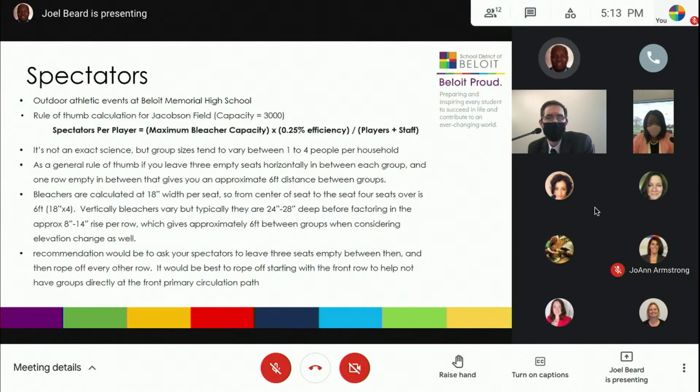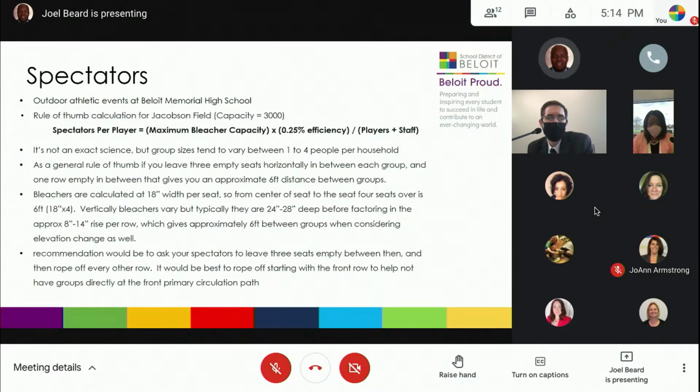And this is an equation that they're using in Madison in our conference, and I think we could apply here in Beloit. It is not an exact science though. It's something that we can base things off, and it's flexible enough for us to adjust if need be, if things change with the pandemic. But it is just a general rule of thumb, to give us a base.